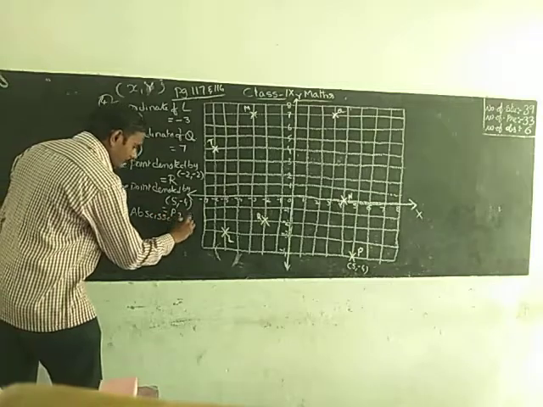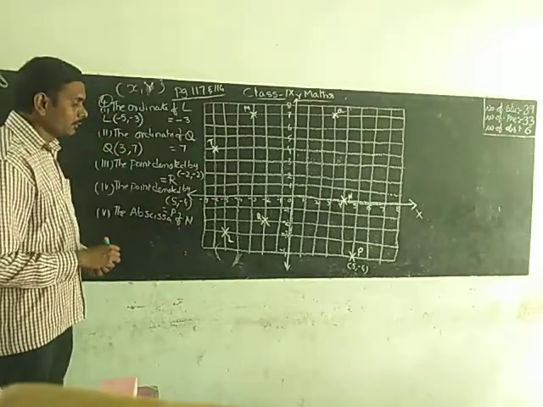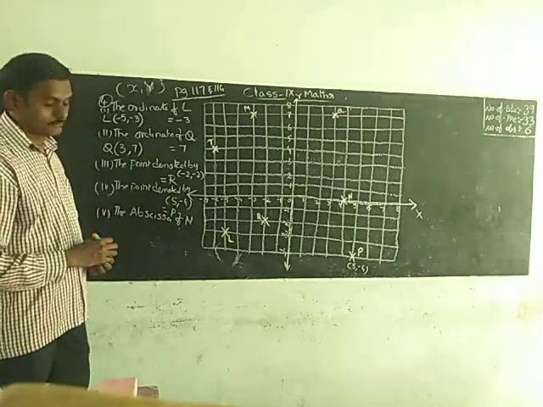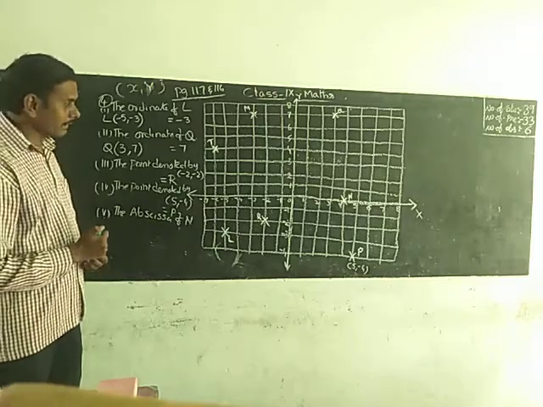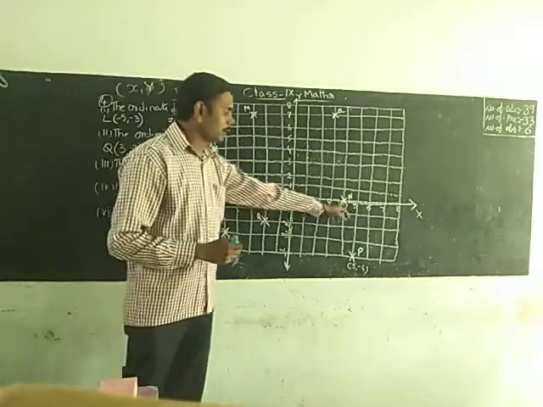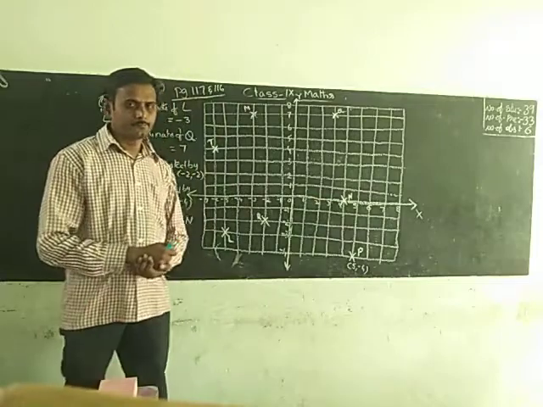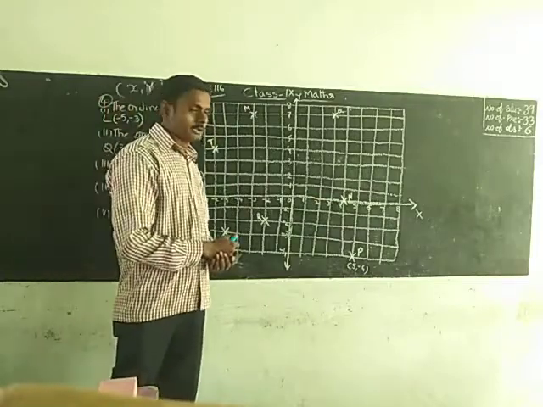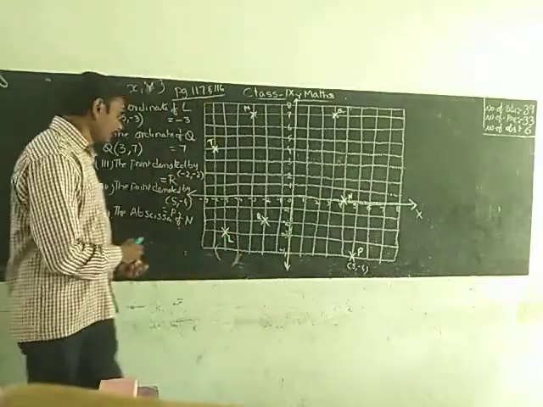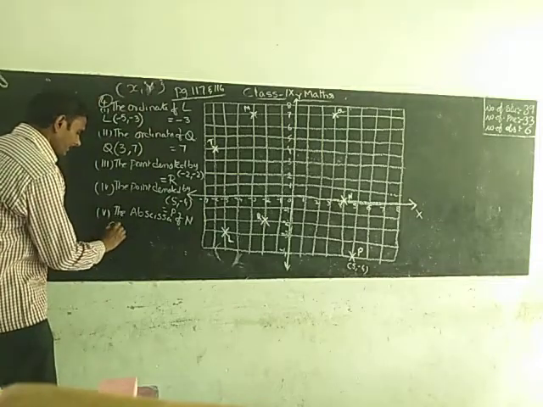Abscissa of N. Where is N located? First identify where N is located. Here N is located. What is the ordered pair? We have to write it first.